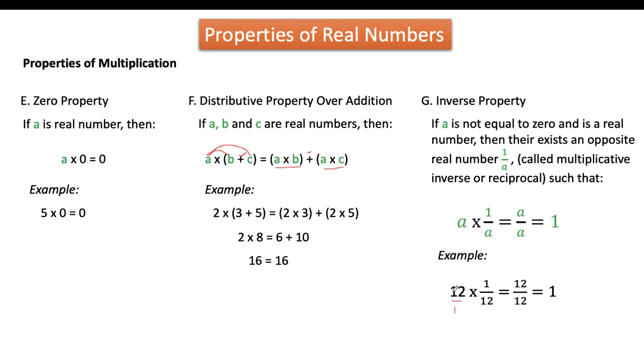Now, if we multiply them, 12 times 1, that is 12. Then 1 times 12, that is 12. And 12 divided by 12 is equal to 1.